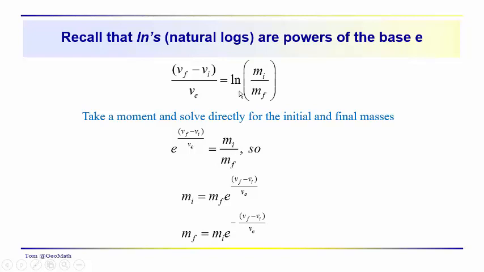When we take e to the natural log of m sub i over m sub f, we get m sub i over m sub f. This term we use as an exponent for the base e. And then we just solve for m sub i or m sub f, getting m sub i is equal to m sub f times e to the delta v, the final velocity minus the initial velocity, over the exhaust velocity. And for the final velocity, we get a minus sign in there, basically minus delta v over v sub e.